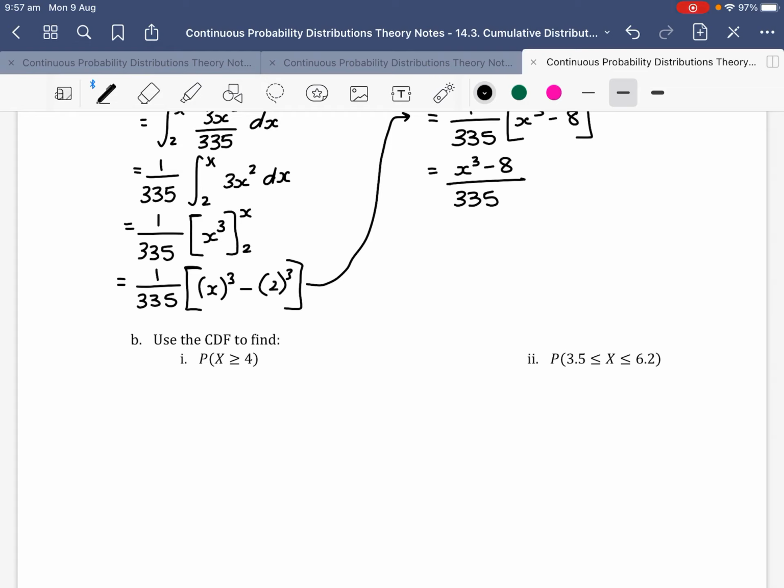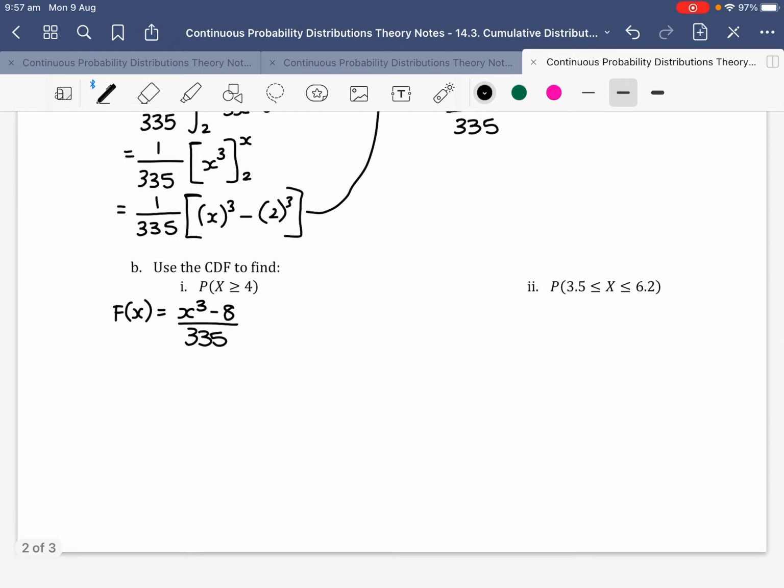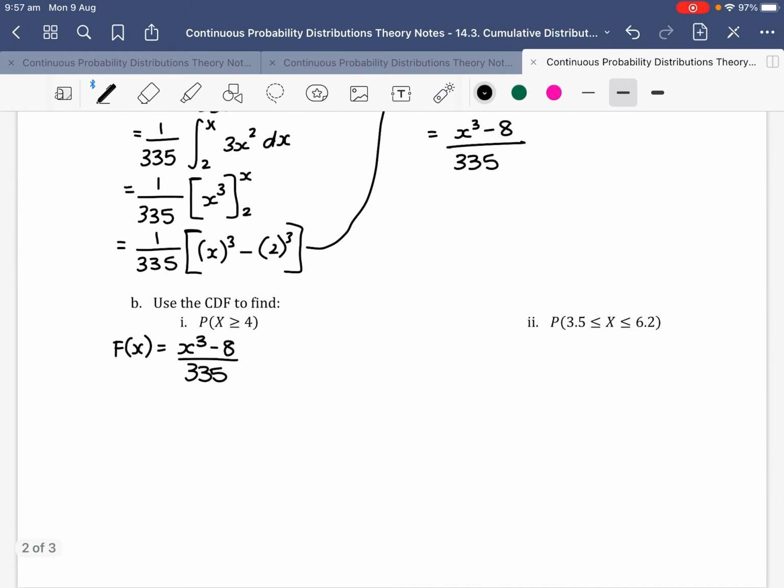So what we have to do is we need to find f(x), which is (x cubed minus 8) over 335. And what we need to do is find out when it's less than, and because we're talking about the area under the curve equals 1, we'll go 1 minus the probability that x is less than 4.